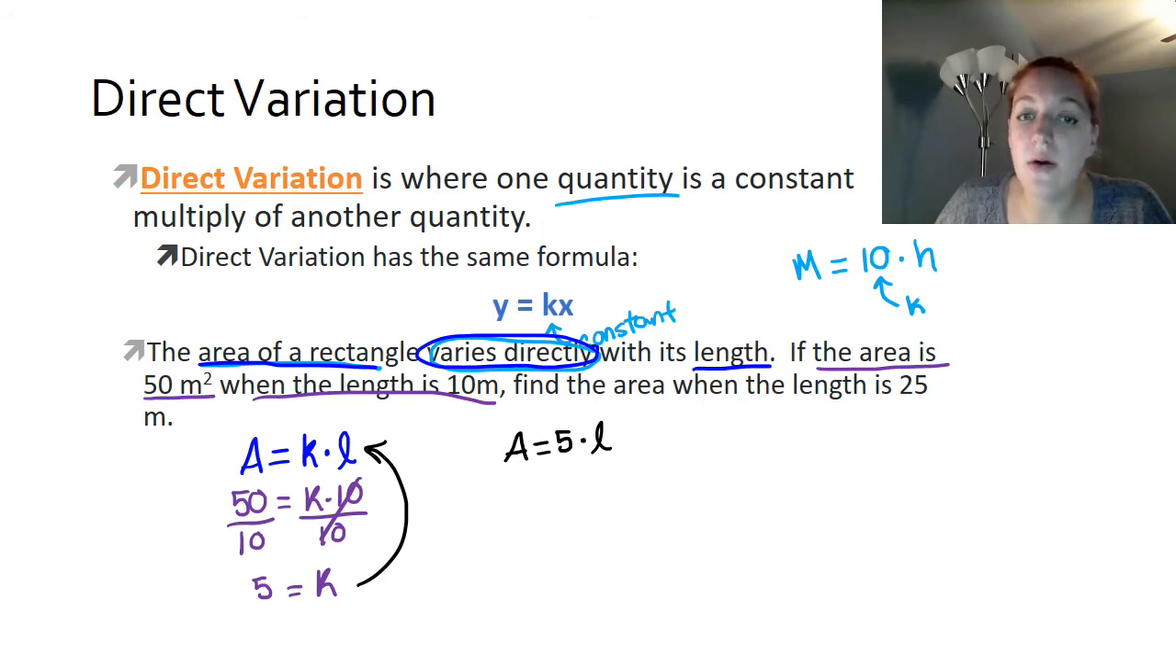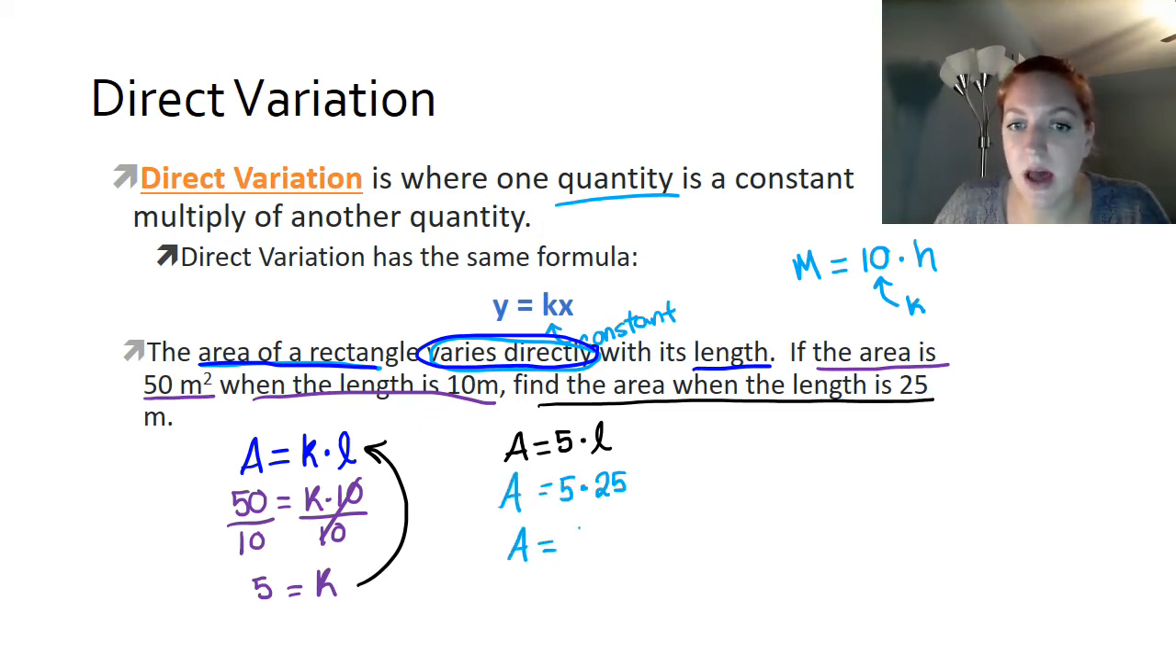So now the final sentence is find the area when the length is 25 meters. So now they want me to find the area, and I know the length is 25 meters. So let's go ahead and plug in what I know. I know the length is 25. I also know my k is 5. That means my area is going to be 125.